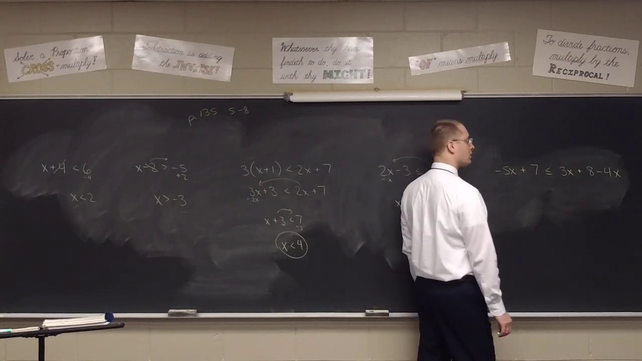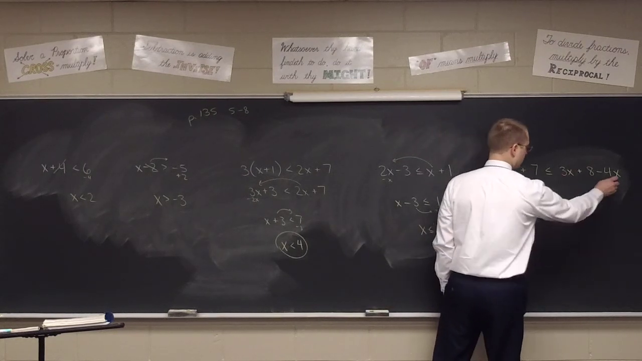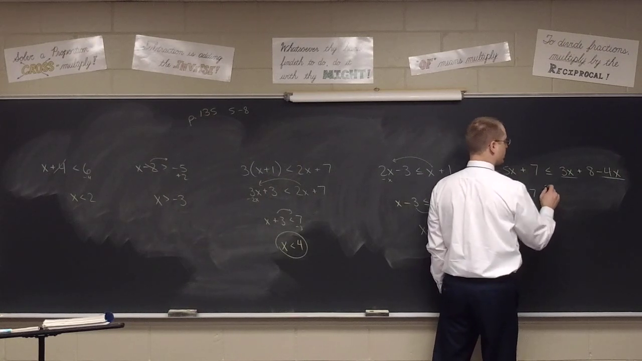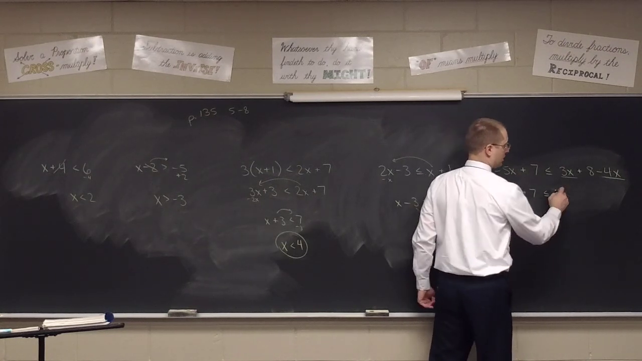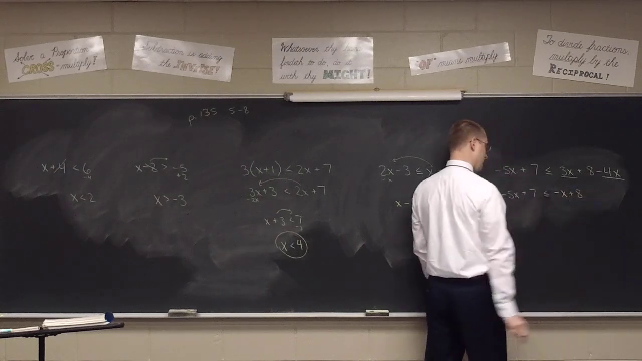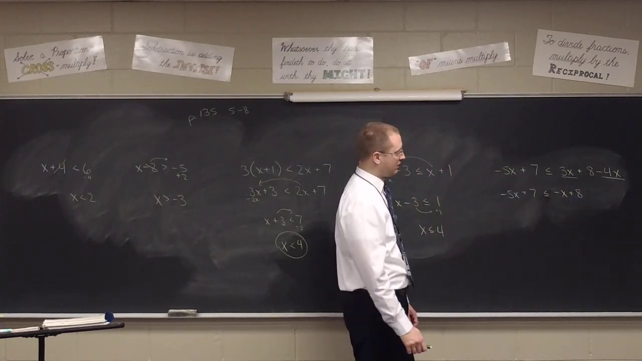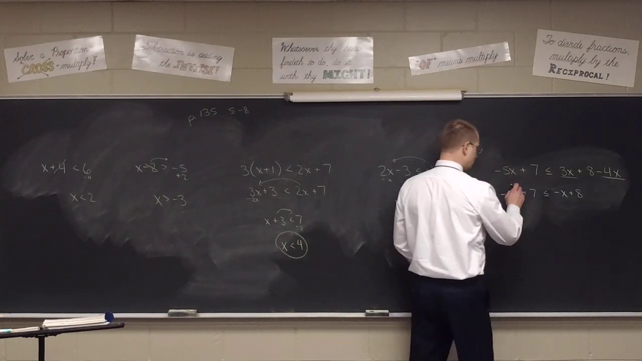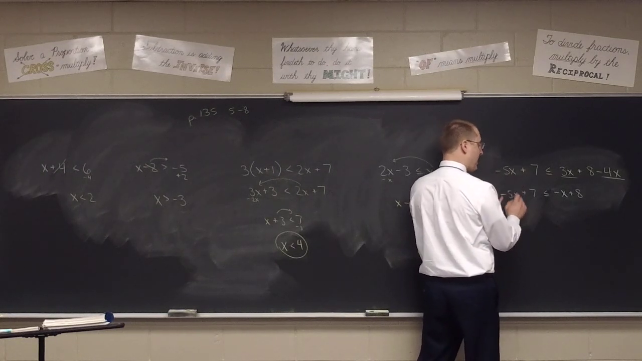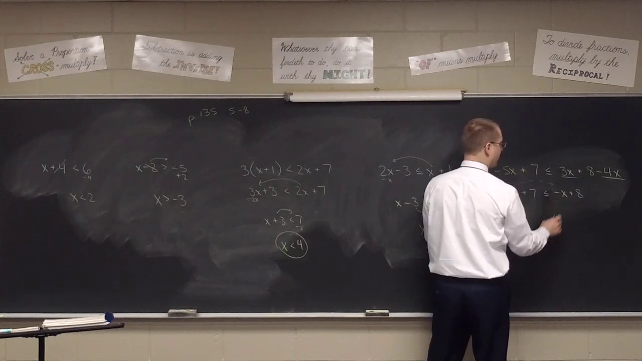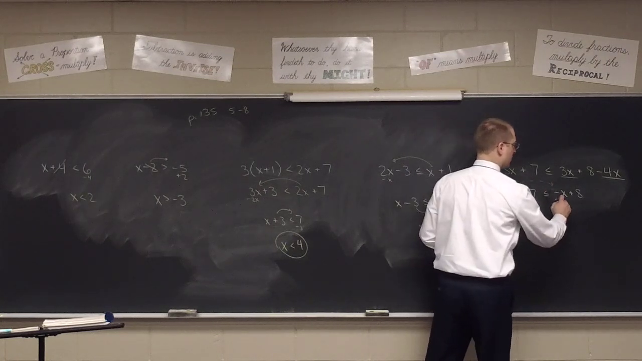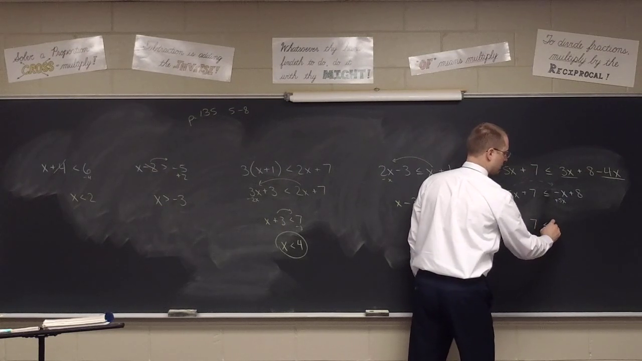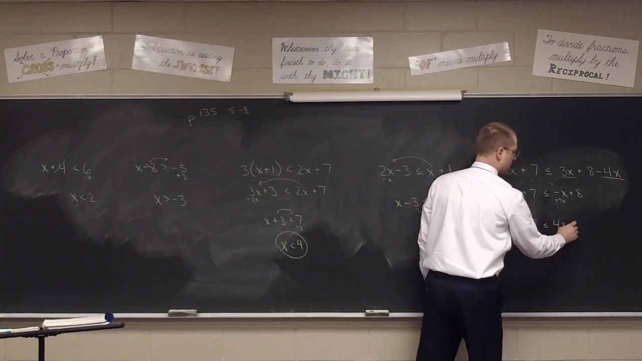I added the negative 4x and 3x. Good. Combine like terms first. So we get negative 5x plus 7 is less than or equal to negative x plus 4. All right. Then what do we do? I brought the negative 5 over. Good. This is the little x. So the best way to do this would be to bring the negative 5x over as a positive 5x, and that'll give us 7 is less than or equal to 4x plus 8.